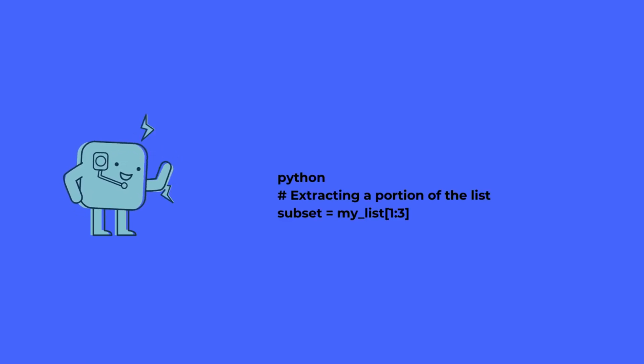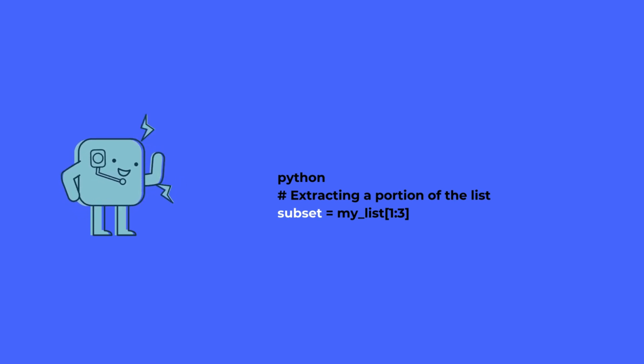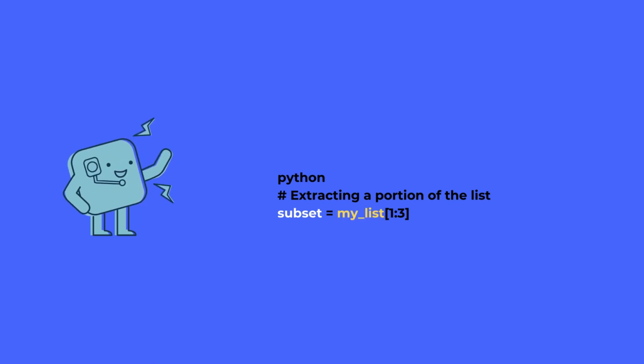Slicing allows us to extract a portion of a list by specifying a start and end index. Python: extracting a portion of the list. subset = my_list[1:3]. Here, subset will contain elements from index 1 up to, but not including, index 3 from my_list.